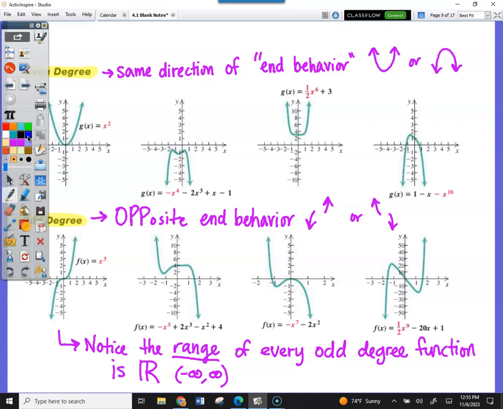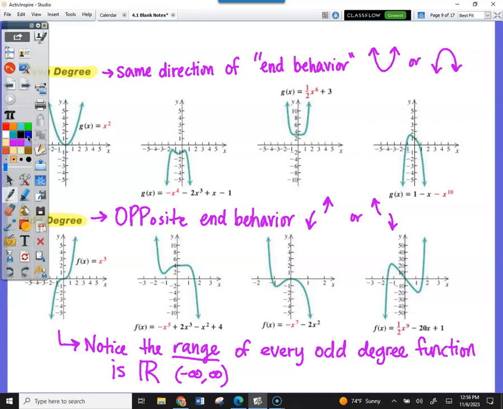Notice that the range of every odd degree function is all real numbers. Why? And behavior is covering the entire y-axis. So it's all real numbers. So what type of polynomial should no one get domain or range wrong for? Odd. Because the domain's what? All real numbers. And the range is what? All real numbers. If you get the domain and range wrong on an odd degree polynomial, I know you're not listening to me.